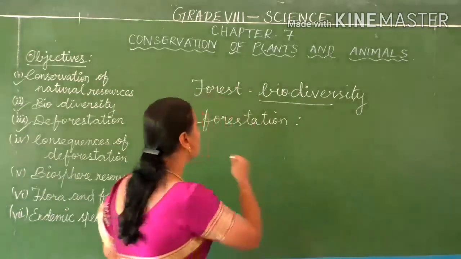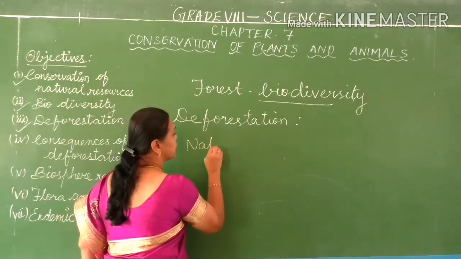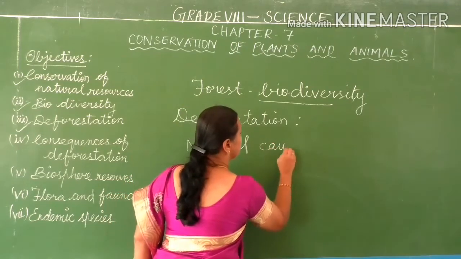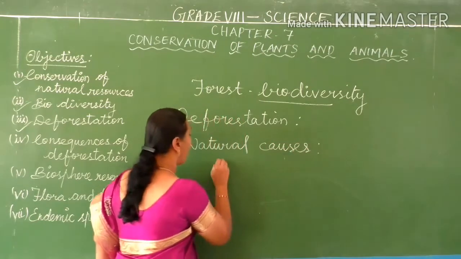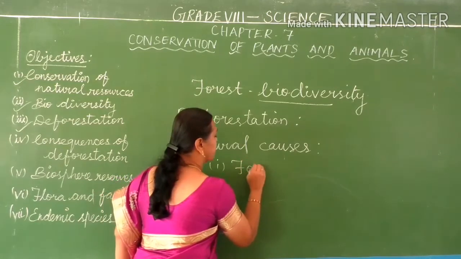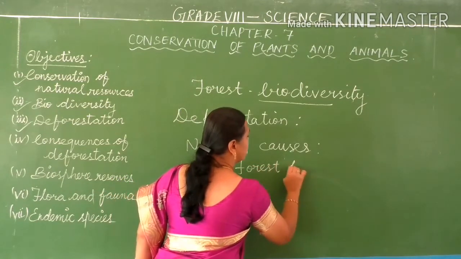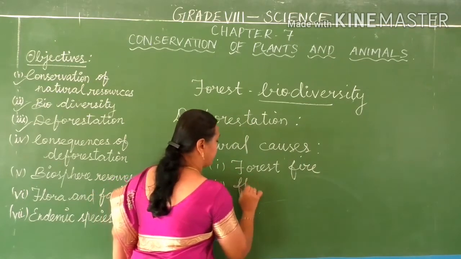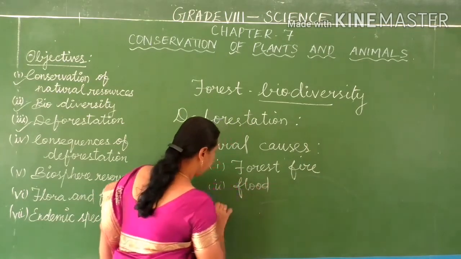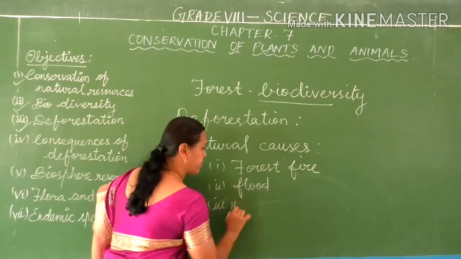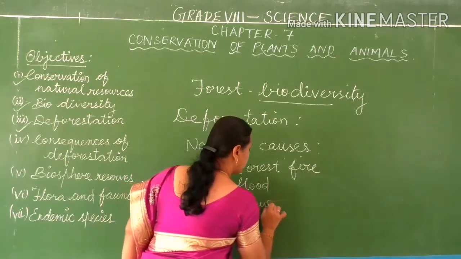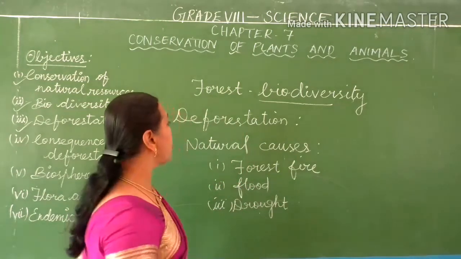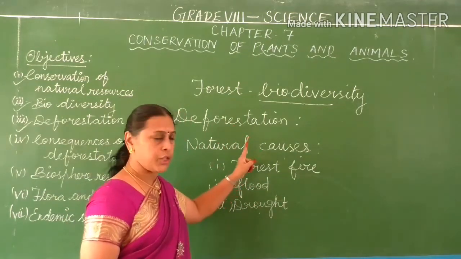Next, natural causes for deforestation. What are the natural causes? Forest fire. Next, flood. Then drought. So these three things are the natural causes for deforestation.